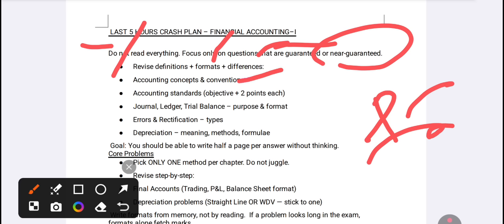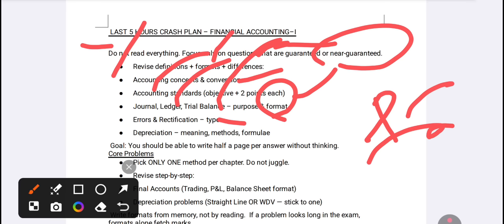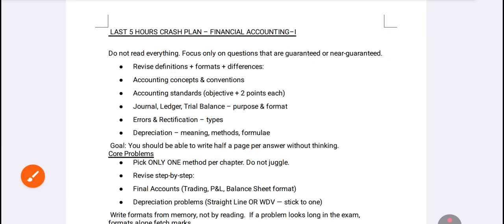Just be conscious about that. Accounting concepts and conventions is a compulsory theory answer. Accounting standards we can also expect. Journal entries, ledger, trial balance formats you need to learn, and rectification of errors you can learn or keep for choice. And depreciation methods. Be conscious about these only. You should be able to write half a page per answer without thinking, if they give it in the question. That is your main goal.